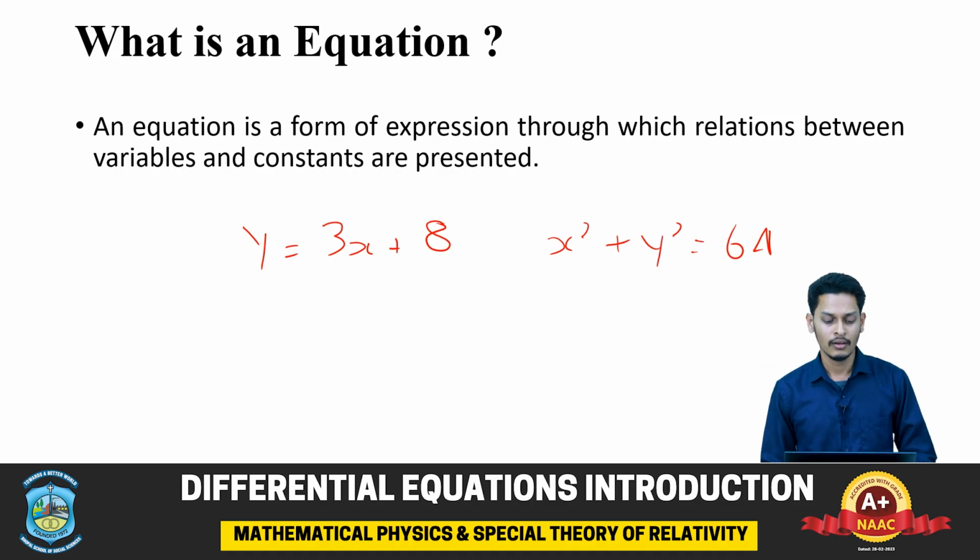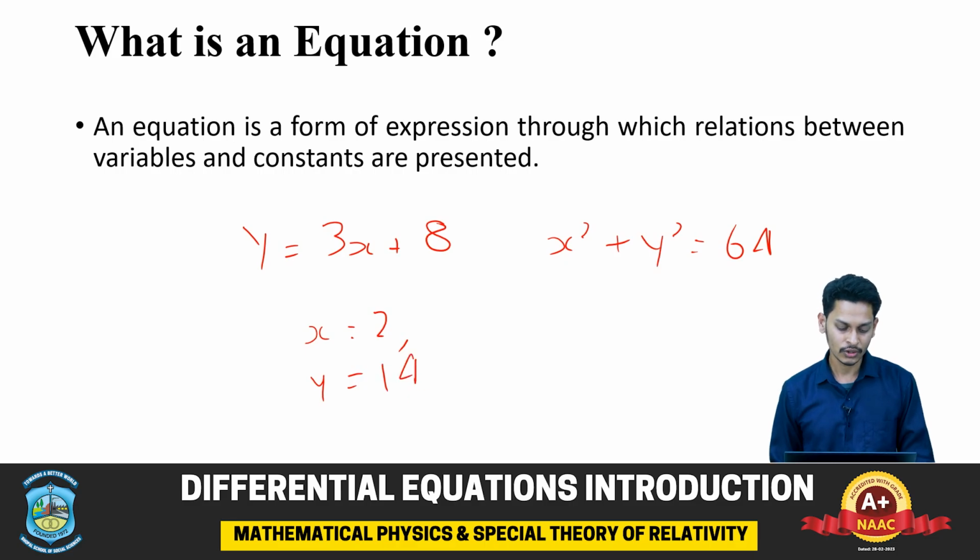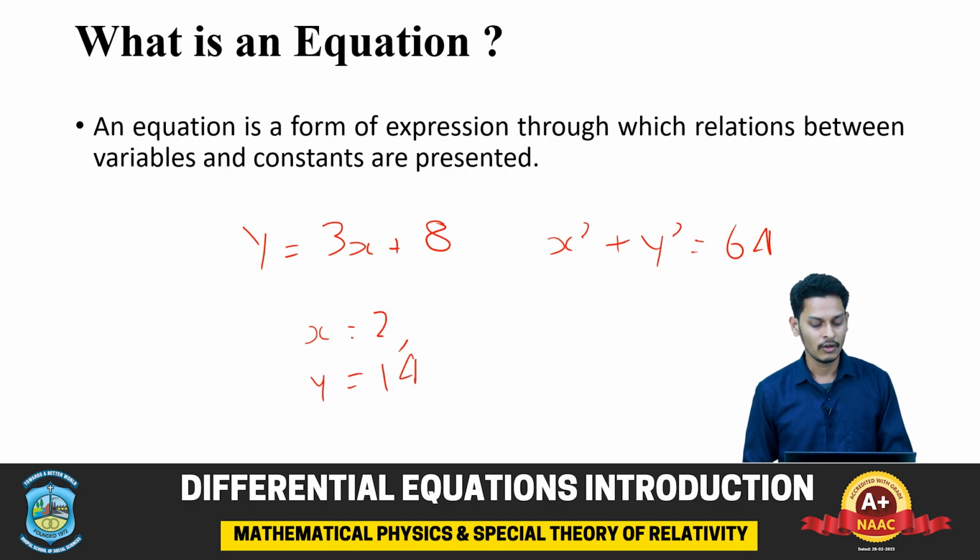Now, suppose in y equals 3x plus 8 we take x equals 2, which will give us y equals 14. So, here we can see that for one value of x, the equation gives us one value of y, which is a static result.